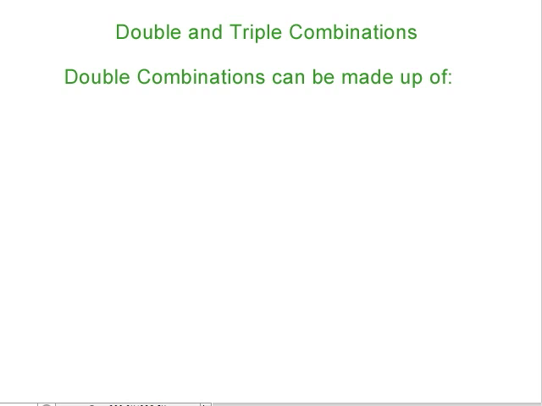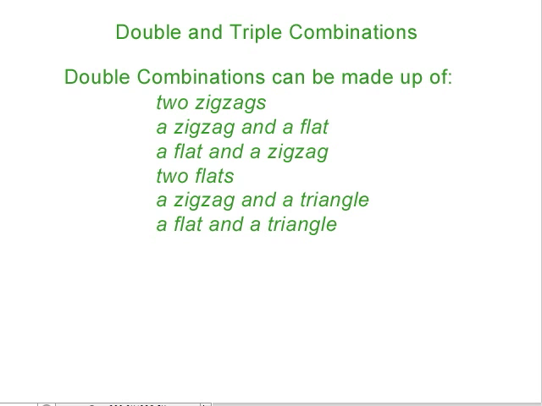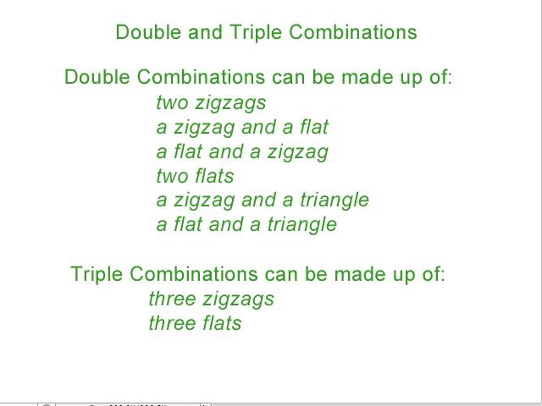Some basic overriding rules for double and triple combinations. Double combinations can be made up of 2 zigzags, in which case it's called a double zigzag, or we can have a zigzag and a flat, 2 flats, a zigzag and a triangle, or a flat and a triangle. Triple combinations only have 2 types, either 3 zigzags in a row or 3 flats in a row.